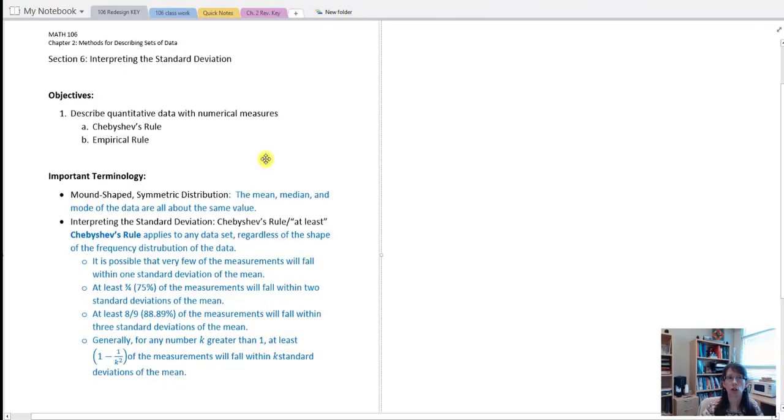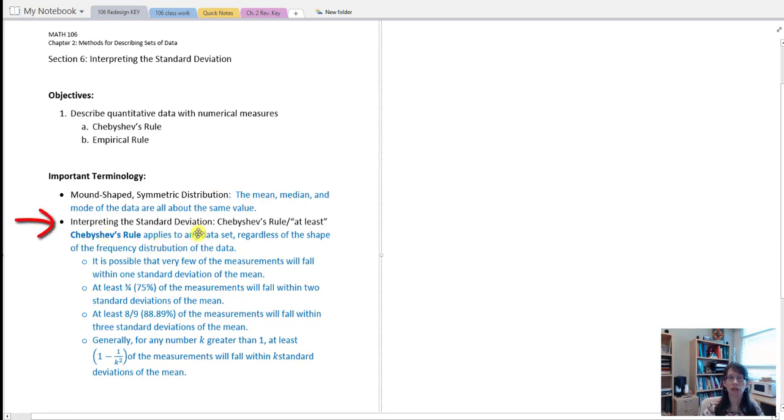In this video, we will interpret the standard deviation. We will use Chebyshev's rule and the empirical rule to help us do this. With a mound-shaped symmetrical distribution, the mean, median, and mode of the data are all about the same value, and that's why we have the symmetrical shape.